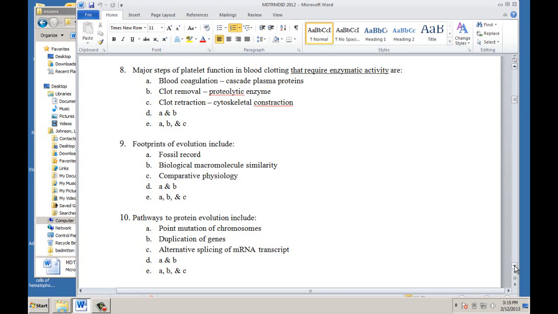Pathways to protein evolution include point mutation of chromosomes, yes. Duplication of genes, yes. Alternative splicing of messenger RNA transcript, yes. E, all the above.